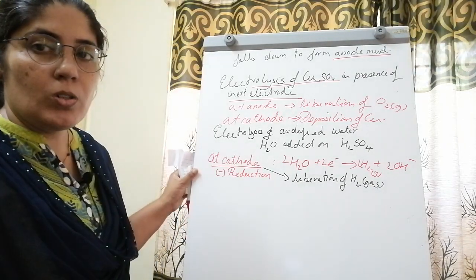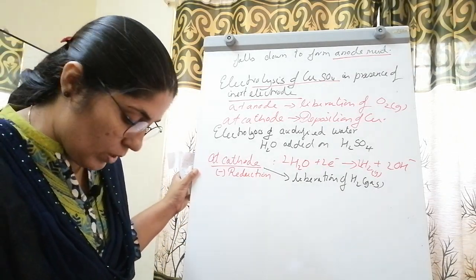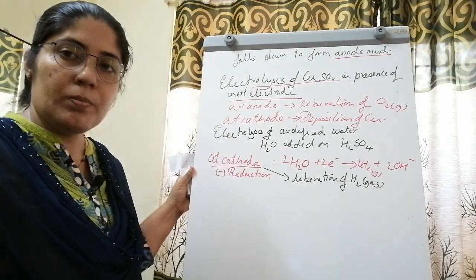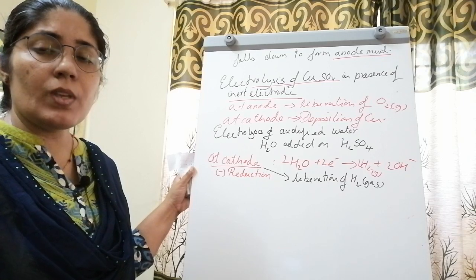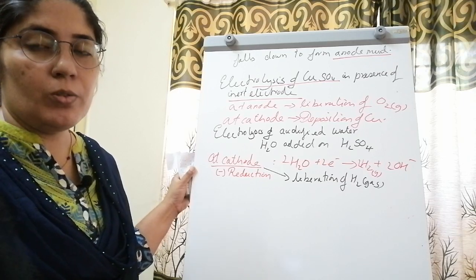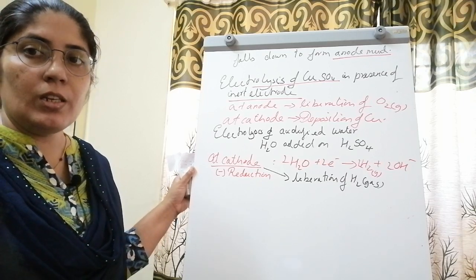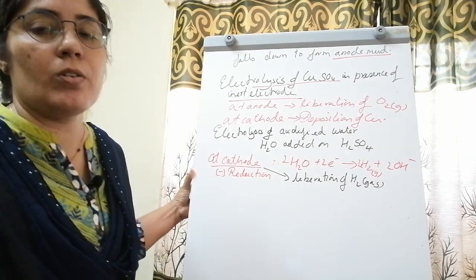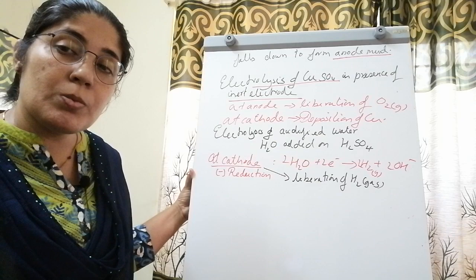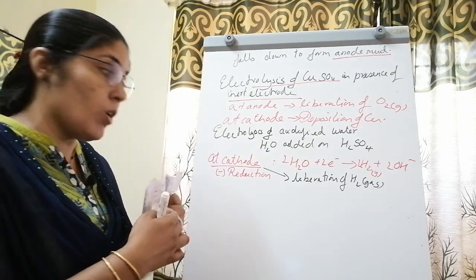Now we can move on to the concept of anode. When we are talking about the anode, because of the dissociation, we can have two types of reactions here. Two types of anions are being formed. What are the two types of anions being formed here?